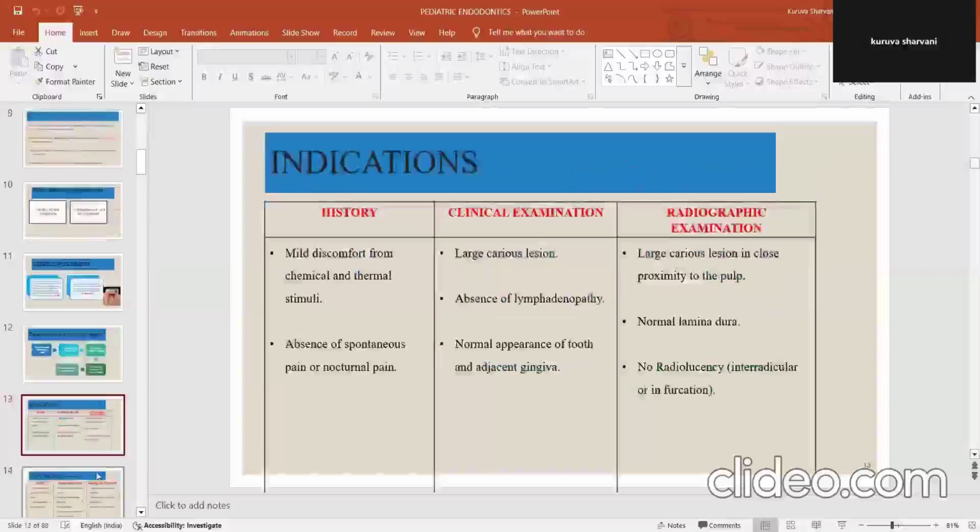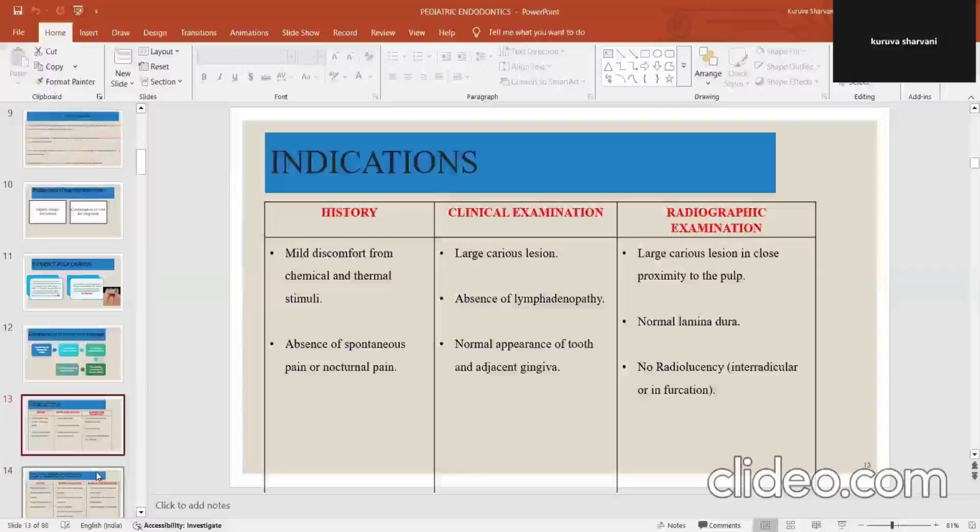So what are all the indications? Which include mild discomfort. Next, absence of nocturnal pain. See, if the patient complains of nocturnal pain, blindly go for pulpectomy. There is no other option. If he is complaining of nocturnal pain, blindly go for pulpectomy. Now, clinical examination: there will be caries, absence of pain, no lymph node involvement, and the tooth will appear normal. Radiographic examination shows no radiolucency in the periapical area.